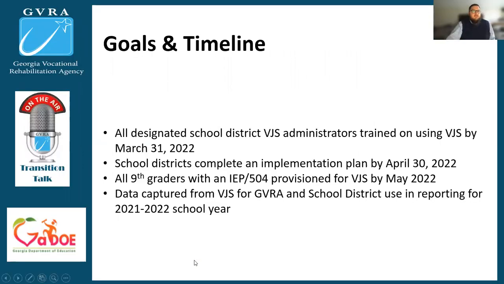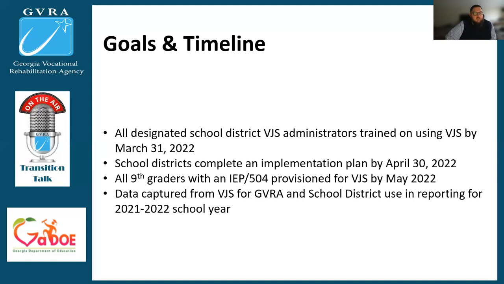So we've kind of established some goals and some timelines for this particular rollout that we wanted to go ahead and discuss with you all now. The first one is all of the designated school districts that Elise was just talking about. We're going to make sure that your designated person is assigned as an administrator in the system and has received the VJS administrators training that is actually built into the system itself. And our goal for that is March the 31st of this year.